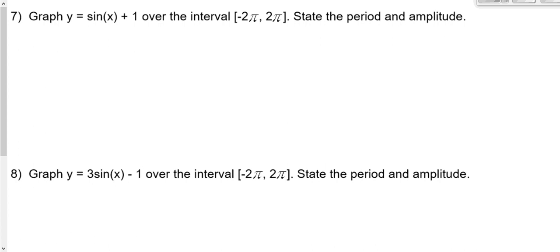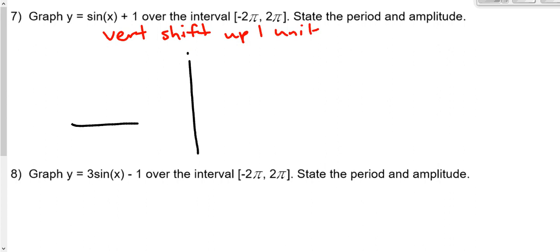How? I want to hear you say it. Or show me with your hands what's happening. I'm watching you. Good. It moves the whole graph up 1. So this is a vertical shift up 1 unit. Okay. So we're going to graph this. Now, instead of our graph going up to a height of 1, our graph's going to go up to a height of 2.